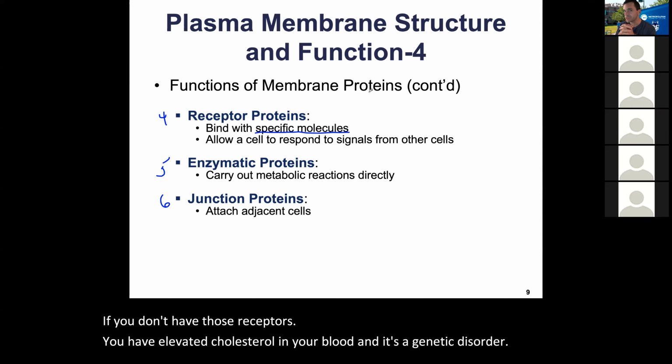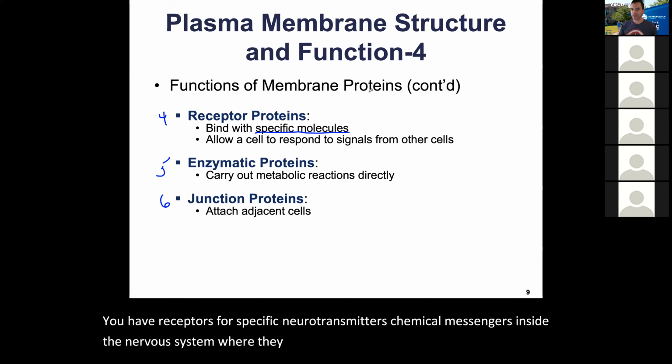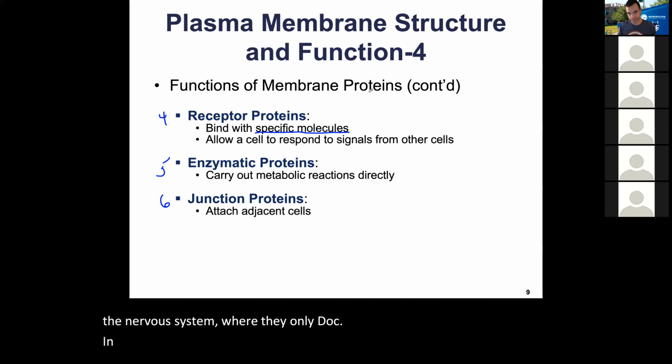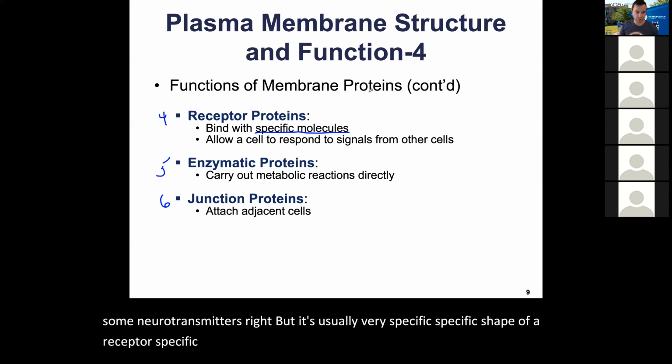You have receptors for specific neurotransmitters, chemical messengers inside the nervous system, where they only dock a specific neurotransmitter, acetylcholine, serotonin. These are examples of some neurotransmitters. But it's usually a very specific shape of a receptor, a specific thing it attaches to, a neurotransmitter in this regard.